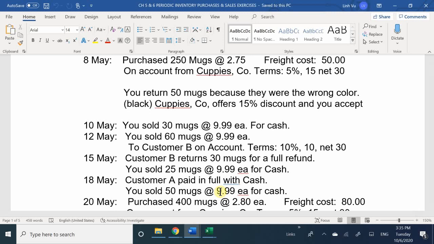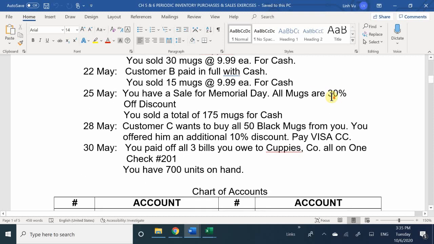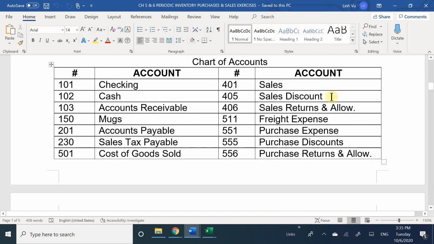Okay. So then what has happened on the 15th of May? Customer B returned 30 mugs for a full refund. So he ended up not liking the mugs, and he bought so many. So let's go ahead and go down to our chart of accounts just to see what accounts we will be using.